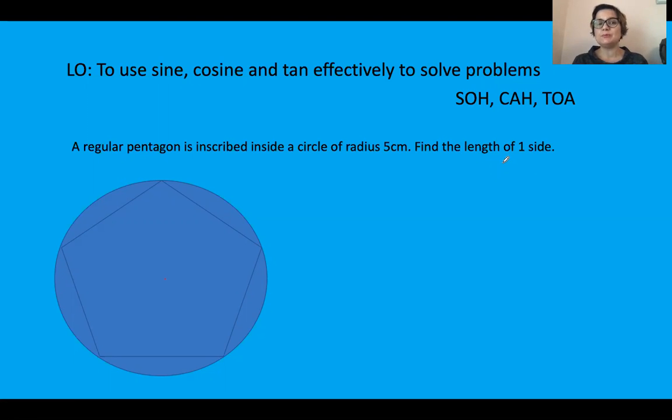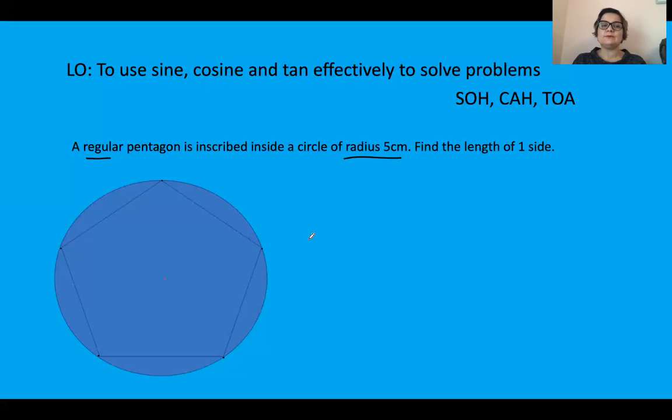So here we have a problem: a regular pentagon is inscribed inside a circle. Inscribed inside the circle, or cyclic pentagon, means all the corners of the pentagon are at the circumference, all of them. It is a regular pentagon, and the radius of the circle is 5 centimeters. Find the length of one side.